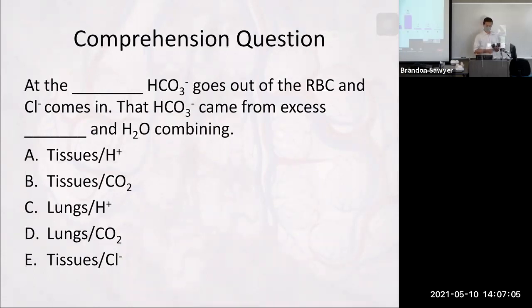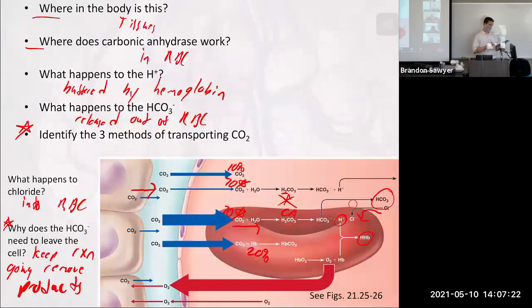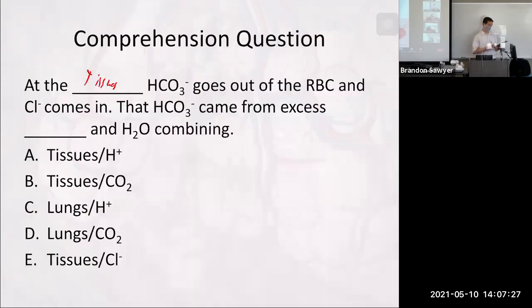Okay, so most of you are saying B. Okay, a couple saying A. Let's take a look there. So at the tissues, bicarbonate goes out of the red blood cell and chloride comes in. Okay, let's make sure that's right. So at the tissues here, we see bicarbonate going out and chloride coming in. So that's correct. And that bicarbonate came from excess CO2 and hydrogen and water combining. So all that CO2 was coming out of the cells, combined with water, eventually turned into bicarb and hydrogen ion. Okay.